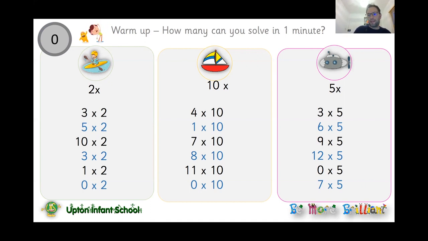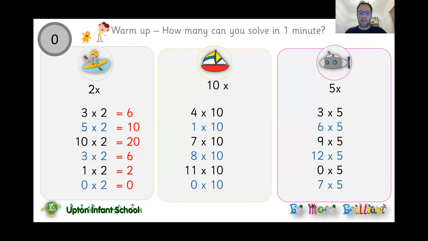I'm sure you've done amazingly at home. Let's have a little look at the answers so you can mark these to check how you got on. Let's look at the 2 times table first. So to begin with, 3 times 2 is 6, 5 times 2 is 10, 10 lots of 2 is 20, 3 2s are 6, 1 times 2 is 2, and 0 times 2 is 0.